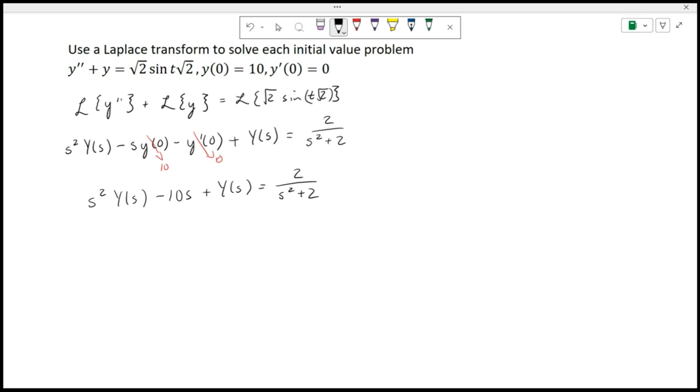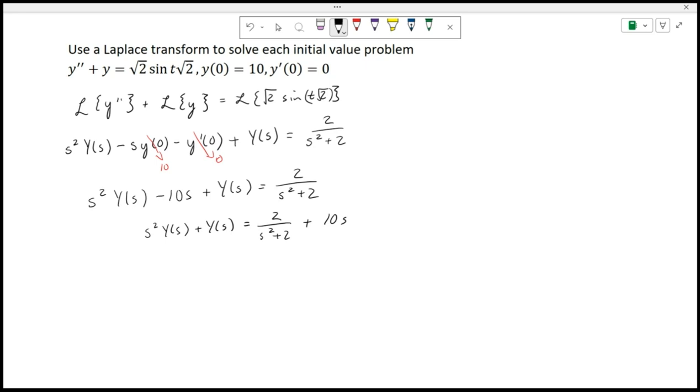Okay, so I want to solve this for y of s, which means I'm going to add the 10s to the right side of the equation. So s squared y of s plus y of s equals 2 over s squared plus 2 plus 10s. Resist the temptation to combine the fraction with the 10s. We actually want everything to be as broken up as possible because our last step is going to be to apply the inverse Laplace. And so the more this is broken down on the right side, the easier that will be.